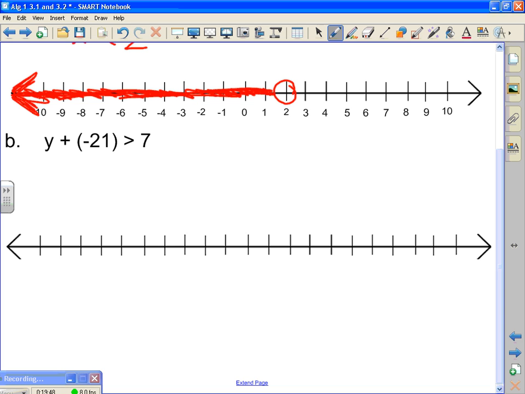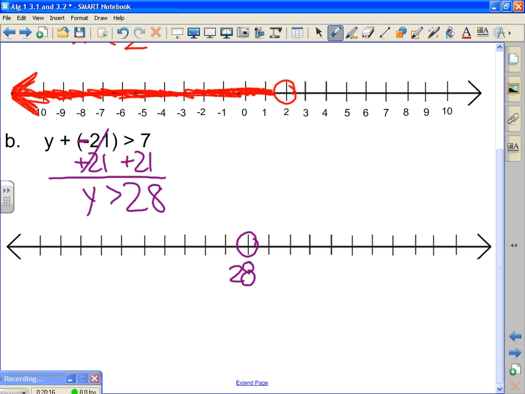All right, on B, we're going to solve this by, since this is -21, I hope you said plus 21. And what is 7 plus 21? Good, 28. Now I want you in the middle of this number line to put the number 28. Now, circle or a dot over the 28. Good. Circle.